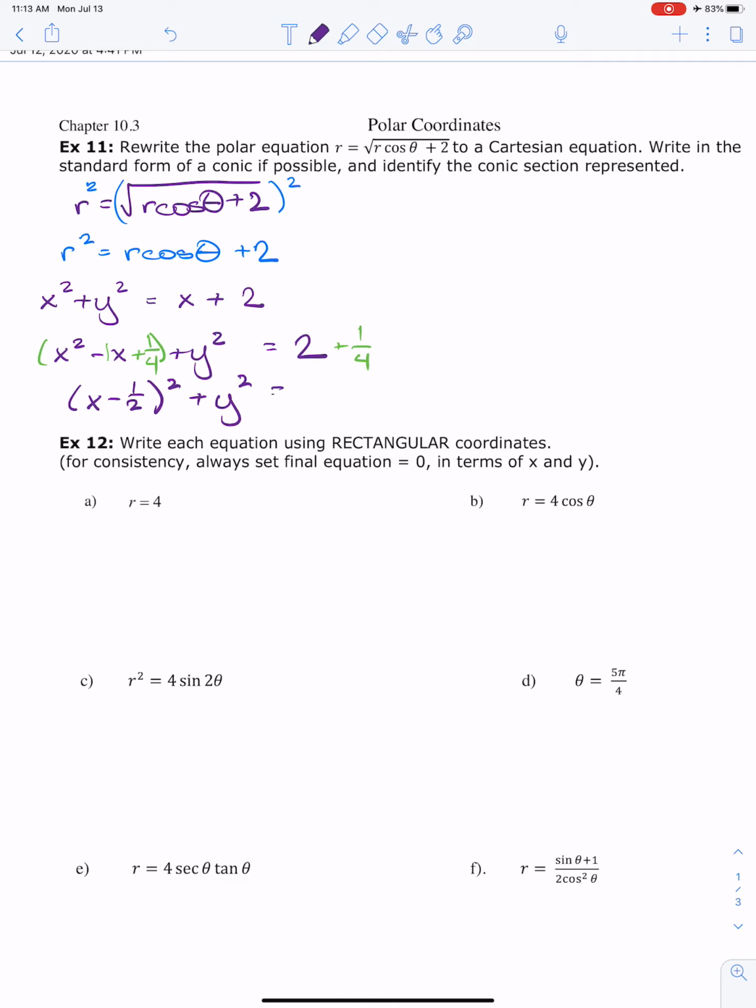Plus y squared equals, I want to change this to an improper fraction. 2 is going to be 8 over 4. That makes this 9 over 4, which is 3 over 2 squared. So it looks the way I want it to. So this is a circle. I know that if I need to identify it, my center is at (1/2, 0). My radius is 3/2.